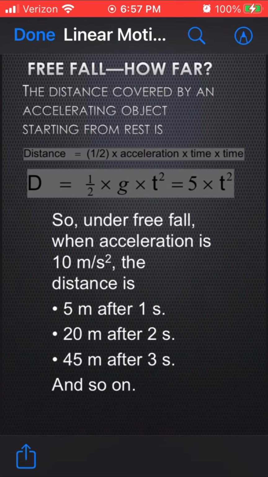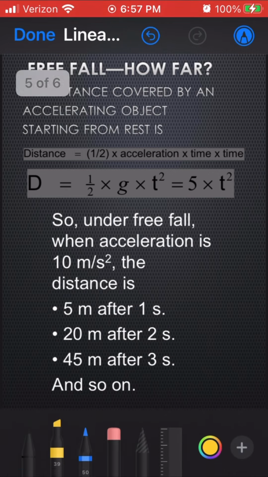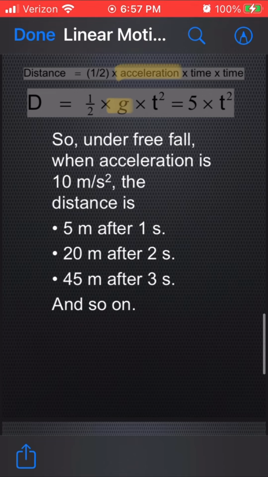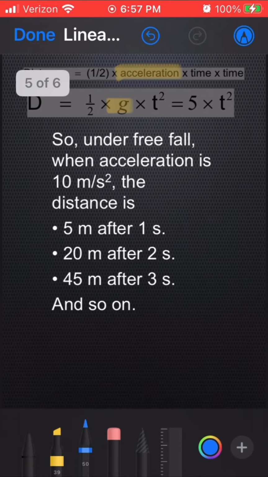The other thing we can find from free fall is the distance that an object falls. So little g is constant. That allows us another trick of our trade here with the equations. I can say that the distance is half of little g times the time squared. And if you want to shorten that, you could take half of 10 and turn that into 5 and make that 5 times your time squared.